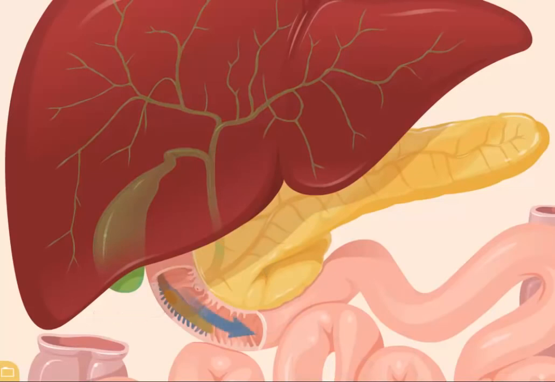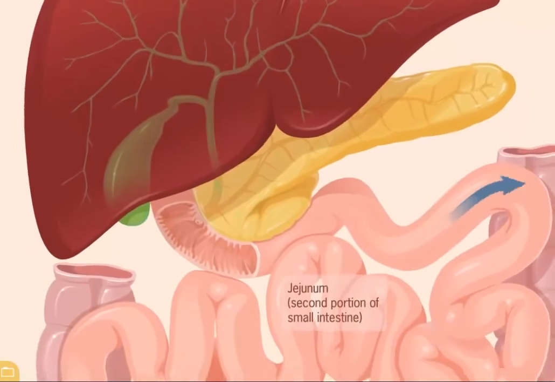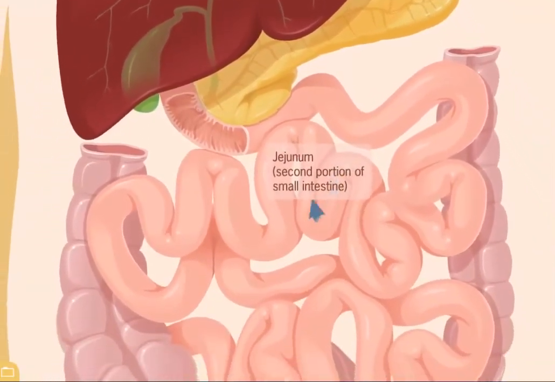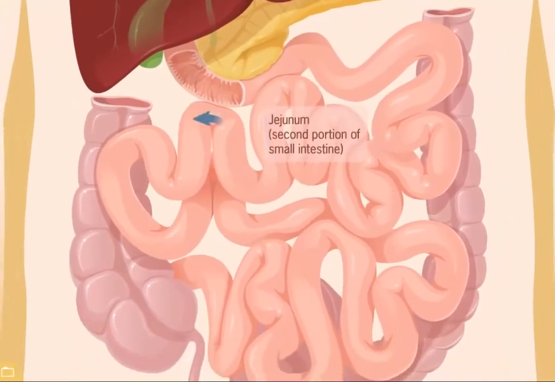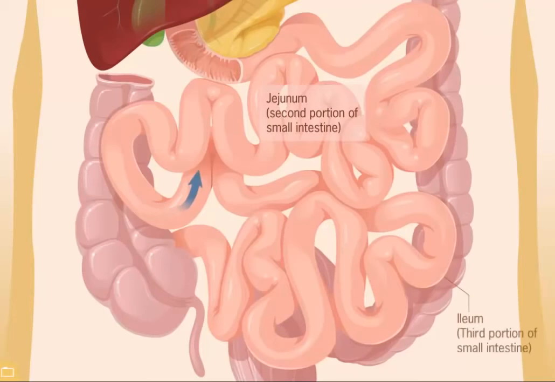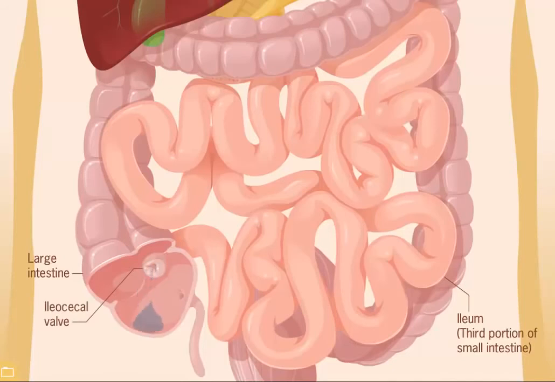The chyme continues to mix with the digestive enzymes as it moves through the duodenum and into the jejunum, the second portion of the small intestine. Nutrients from the digested food are absorbed into the bloodstream in the jejunum. The bolus moves through the jejunum and reaches the ileum, where there is more nutrient absorption. The unabsorbed portion of the bolus passes out of the ileum and into the large intestine through the ileocecal valve. The first portion of the large intestine is called the cecum.